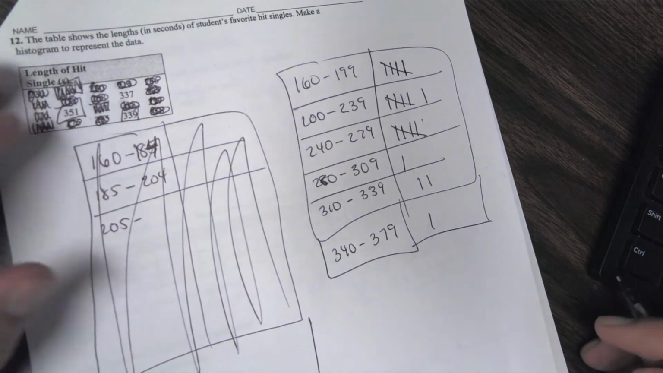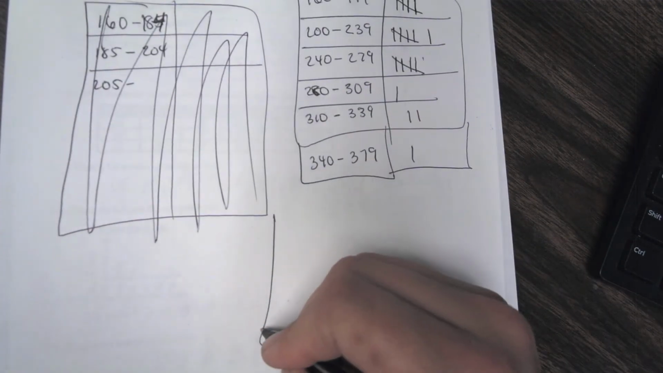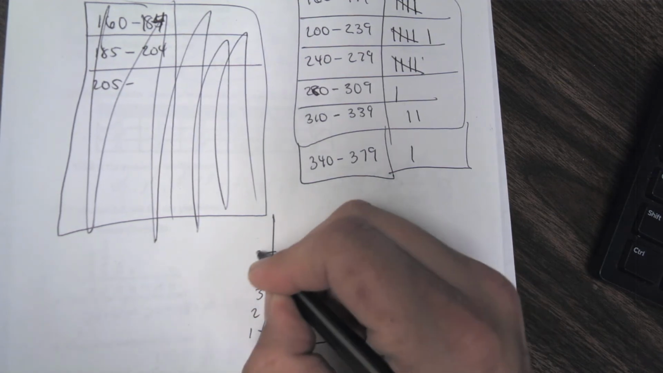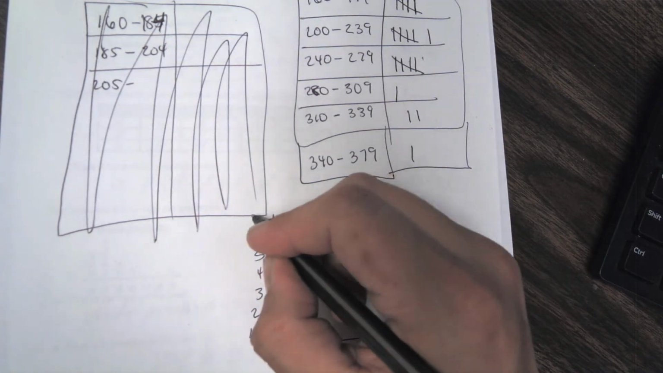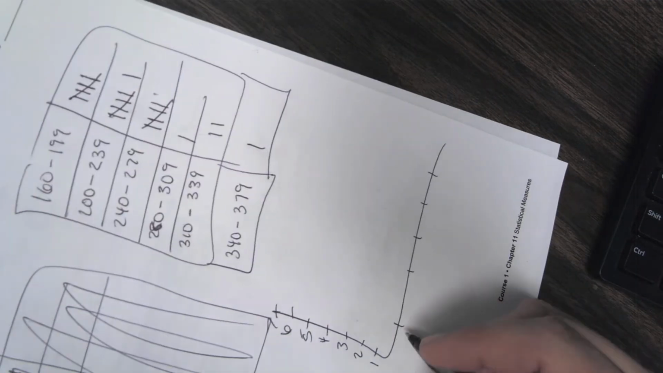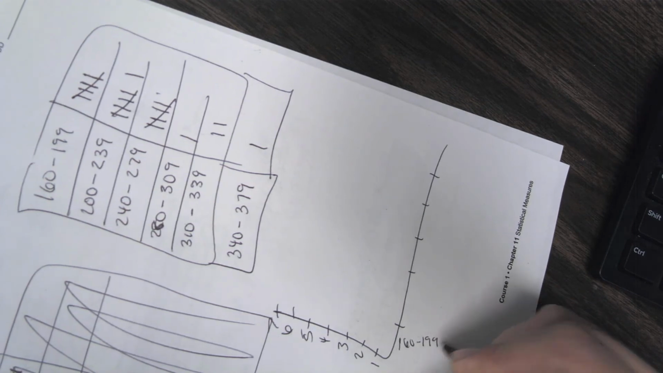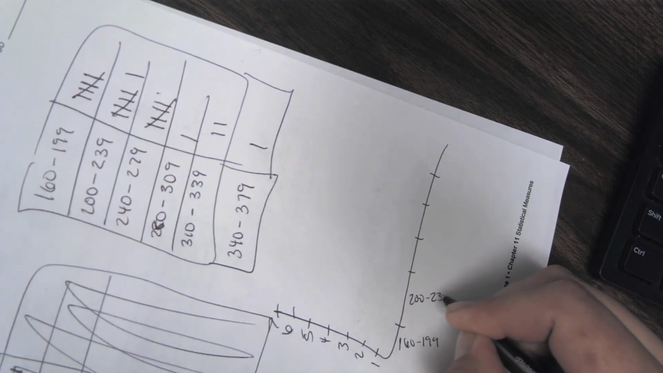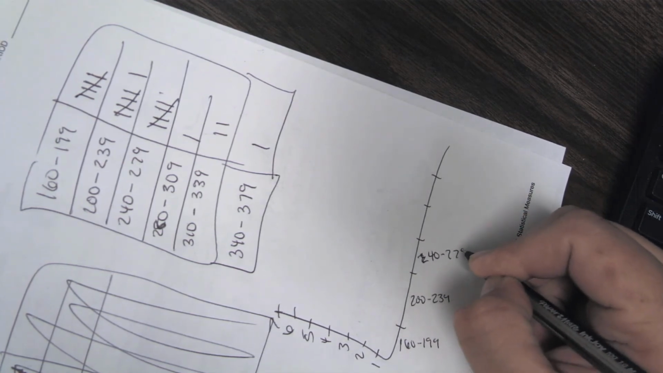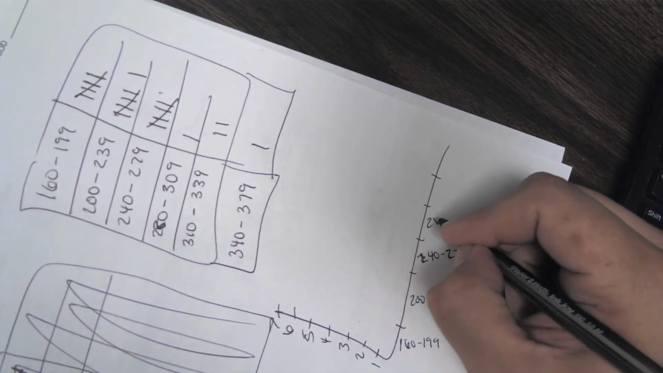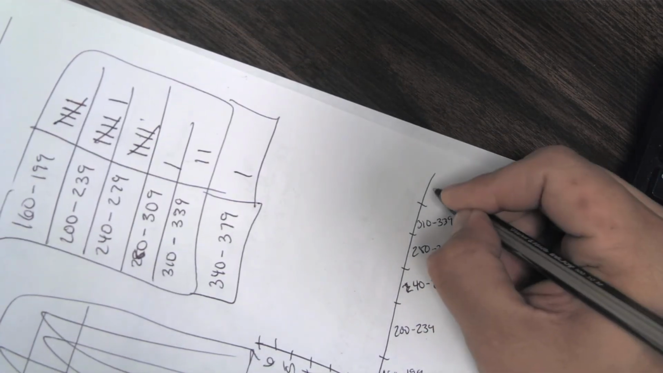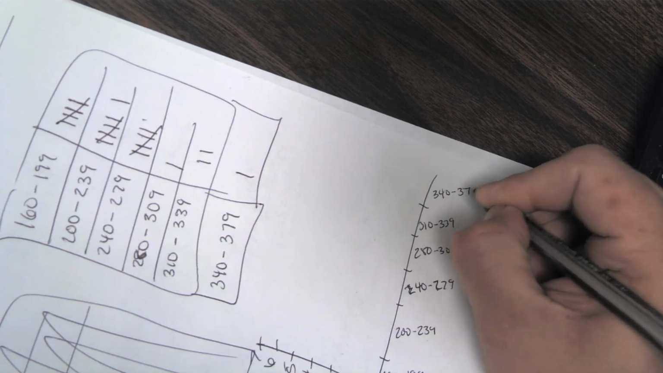So then our histogram, okay, remember on the left side, it's your frequencies. So 1, 2, 3, 4, 5, 6, 7. Down here are your intervals. So I'm going to have 160 to 199, 200 to 239, 240 to 279, 280 to 309, 310 to 339, and 340 to 379.